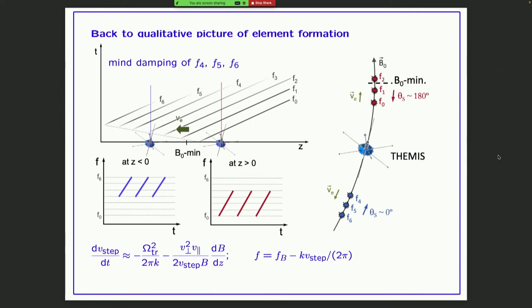Coming back to the qualitative picture of element formation. Again, we see that the special temporal nature of this generation mechanism is quite important here. So in this case, particles moving to the left and waves moving to the right, and this part of an element with frequencies from F0 to F6 are generated effectively at different positions, and they form elements with different frequencies depending on the position of the observation spacecraft. So that's basically what I wanted to tell.